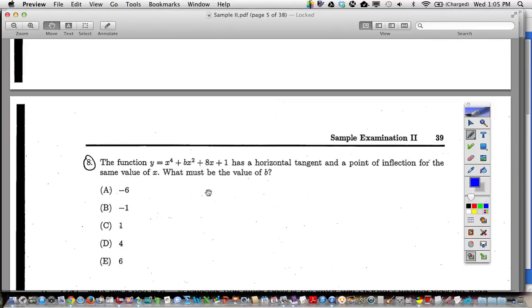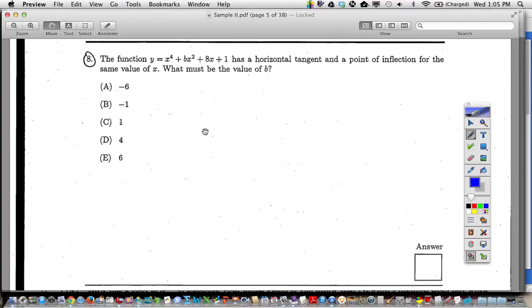All right. The function has a horizontal tangent and a point of inflection for the same value of x. What must be the value of b? Okay, this is kind of a chart kind of problem. Horizontal tangent means what?